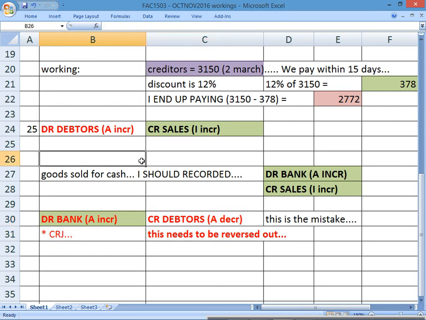But like I said, I'm not expecting you to do that yet, because you haven't done enough of the analysis. All I'm reading here is goods sold. As long as you're happy with that bit: I sold goods for cash, debit bank, credit sales. That you should have followed perfectly. The rest you can come back to later on. So debtors, asset increase, plus 7530. Sales, income increase, plus 7530. Save. And that's it.